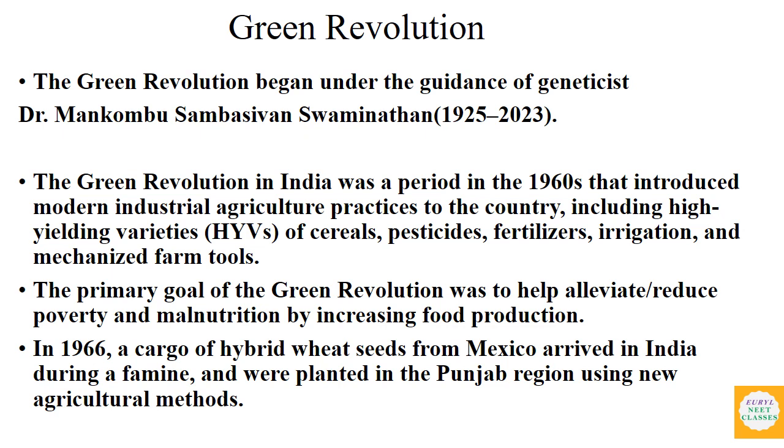In the program of the Green Revolution, India first received a cargo of hybrid wheat seeds from Mexico during the famine conditions, and they were planted in the Punjab region using new agricultural methods, and the yield of this wheat drastically increased. Till today we are enjoying the fruits of that, but it has its own side effects. What are those side effects, ma?